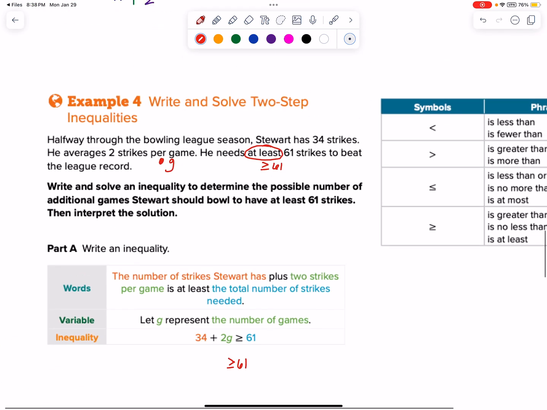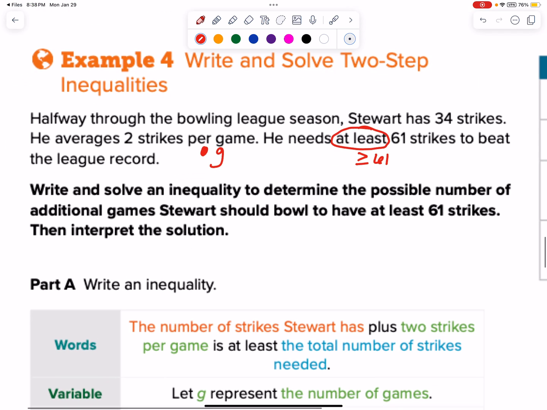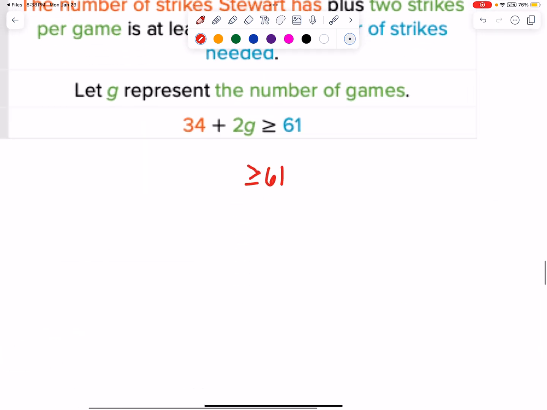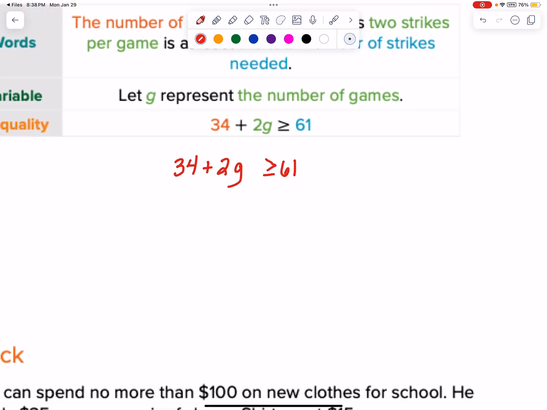Now let's take a look up here. It says he already has 34 so far, and he does about 2 strikes per game. So he already has 34 plus 2 per game. And we want to know, in that situation of 34 plus 2 per game, how many games to get at least 61. You can think about it as an equal sign, even though it's not. All right, let's go ahead and solve for G and see what we get.